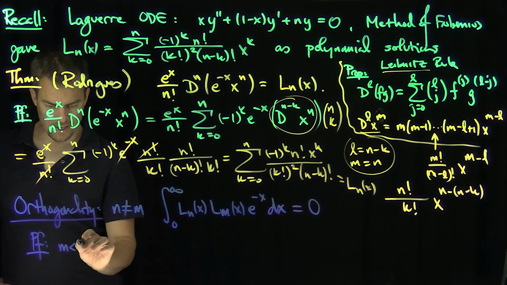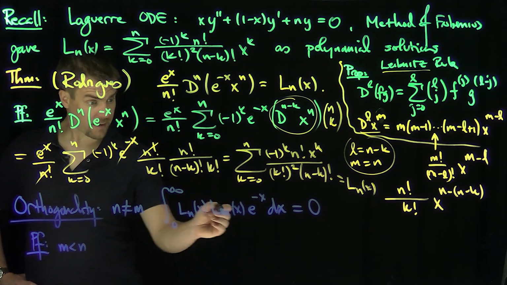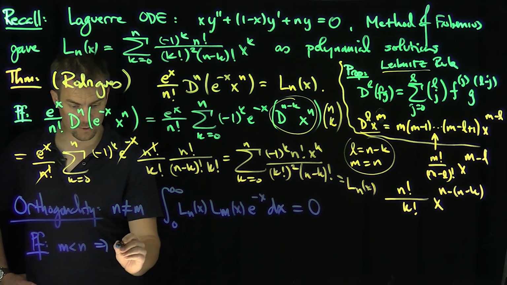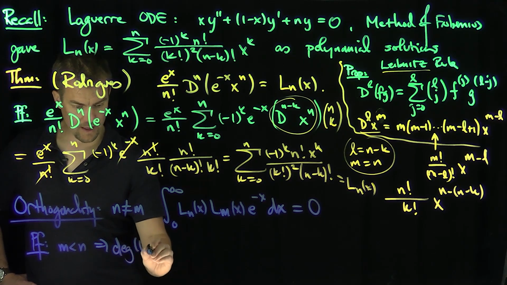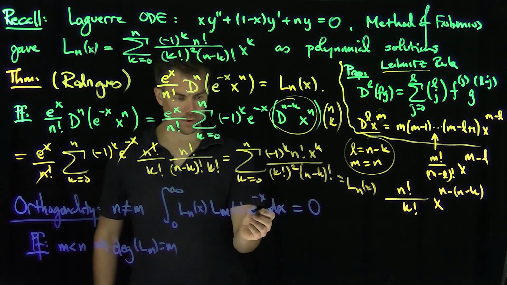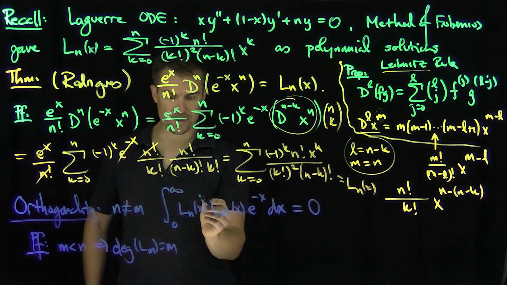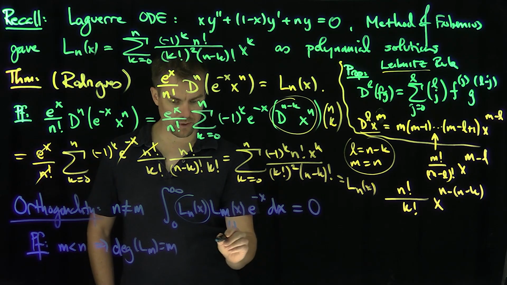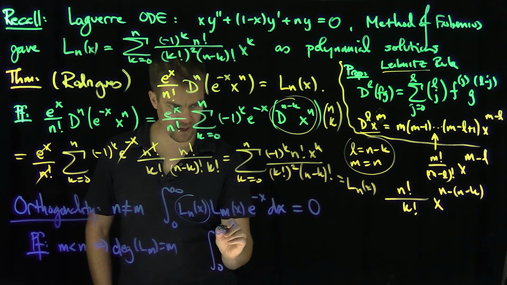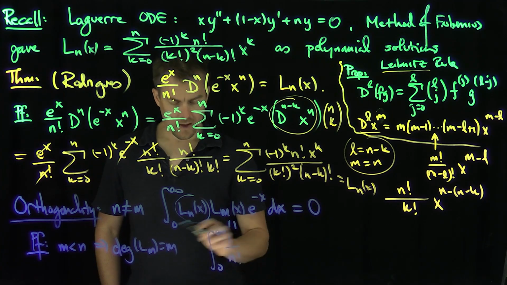Proof, let's assume that m is less than n, right? Then lm is a polynomial of degree m. And so what can I do? I can use Rodrigues to write what? This integral over here, I can simply replace this ln with the Rodrigues formula. So this integral becomes the integral from 0 to infinity. I have an e to the x, e to the negative x, those are going to cancel out. 1 over n factorial. And then I'll have a what?